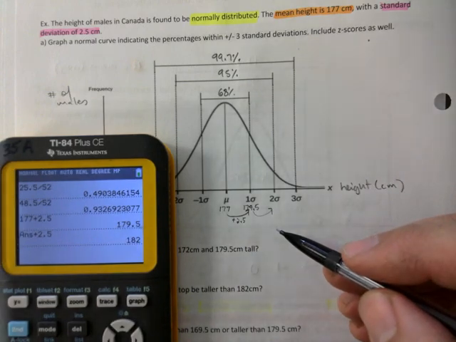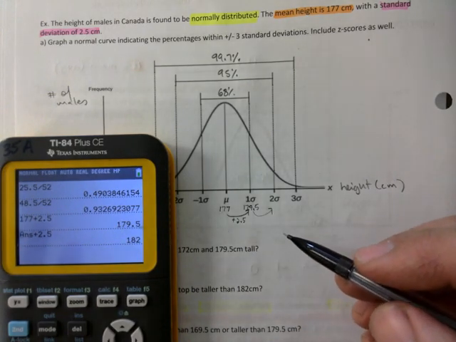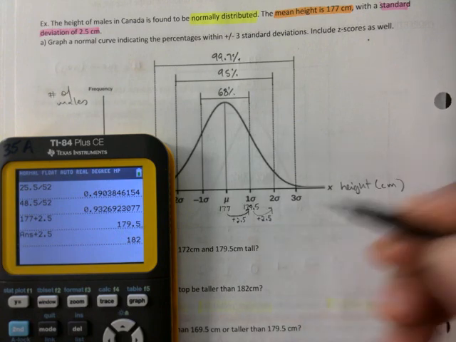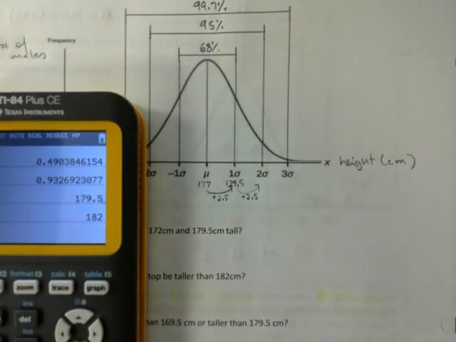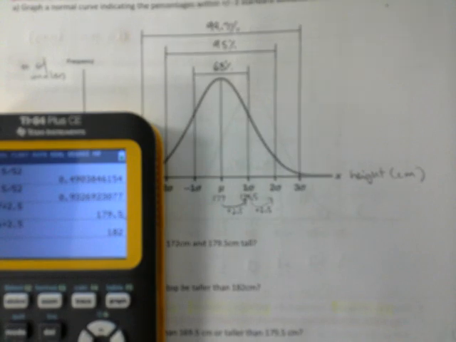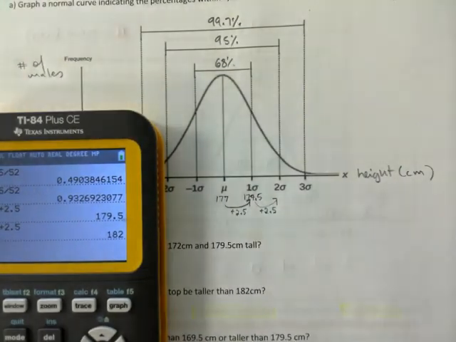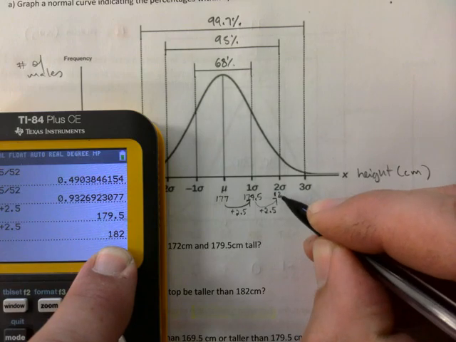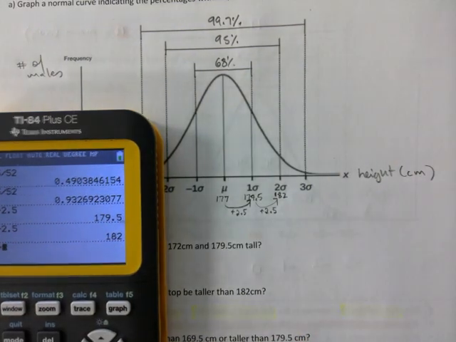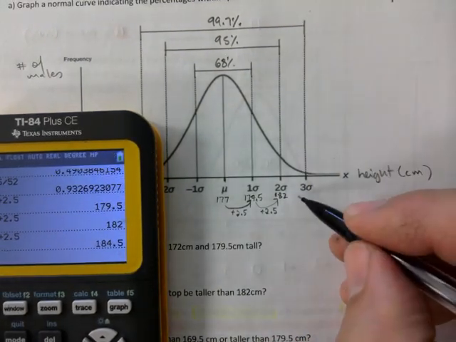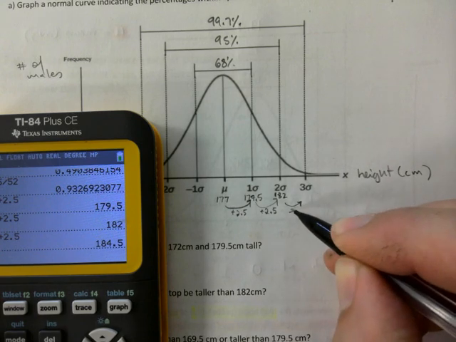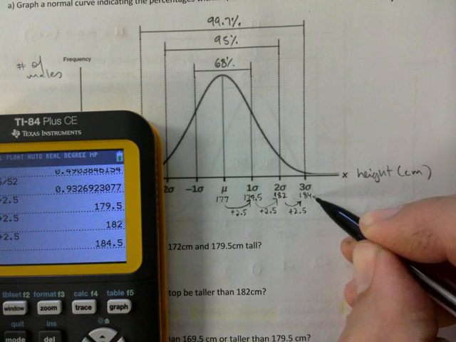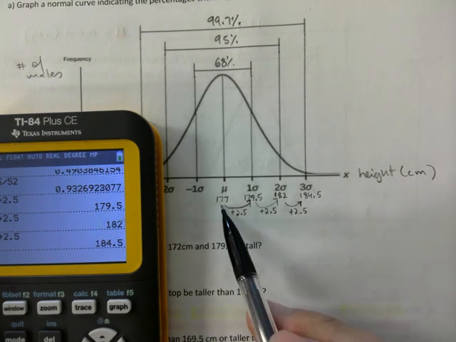This is basically your scale. This is your x scale, guys. That's what your standard deviation is. Let me zoom in a bit. Another 2.5, that'll be 182. And then you add one more time. This could be done in your head for sure, but plus 2.5 is 184.5. And remember, these are centimeters.